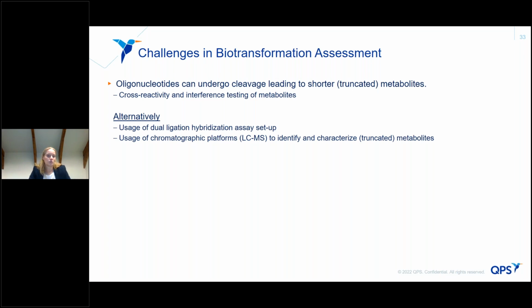What you can also do is use a different hybridization assay setup, for example, the dual ligation hybridization assay setup. And with this setup, there's supposed to be no interference from either 3' or 5' truncated metabolites, because only the intact oligo is being quantified. You could also use different platforms or use them in combination, and use the LCMS platform to identify and characterize truncated metabolites. So it's not sometimes the one way or the other. You can also use different platforms to answer your scientific question.